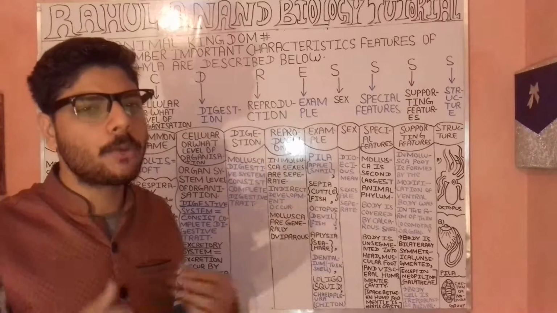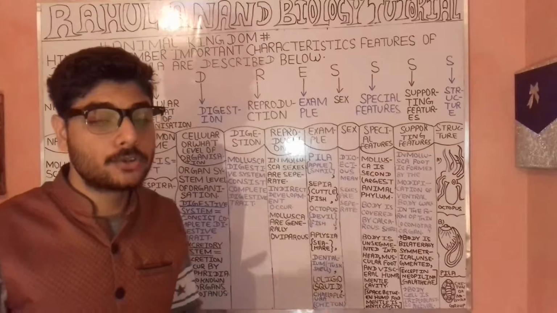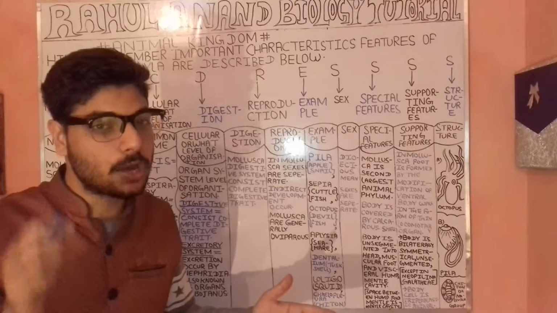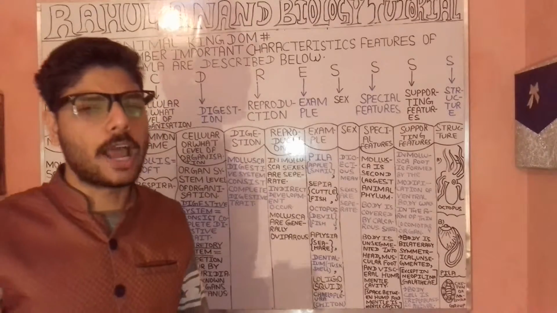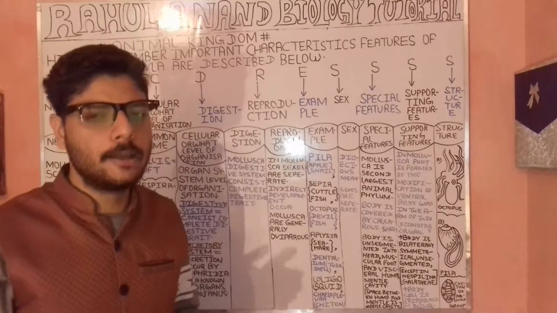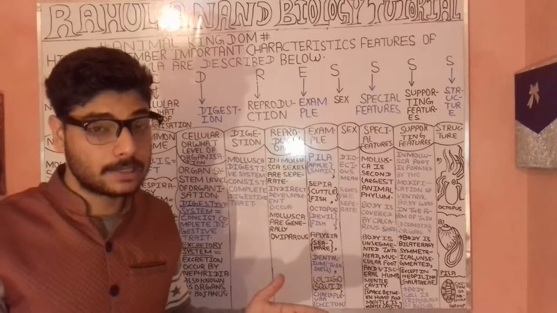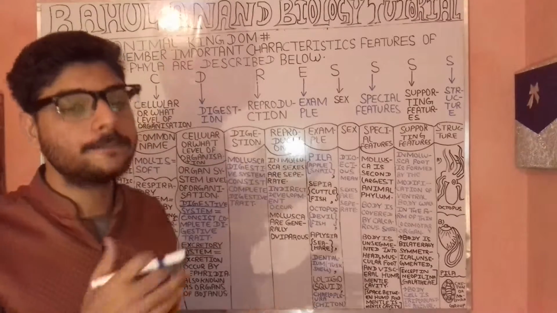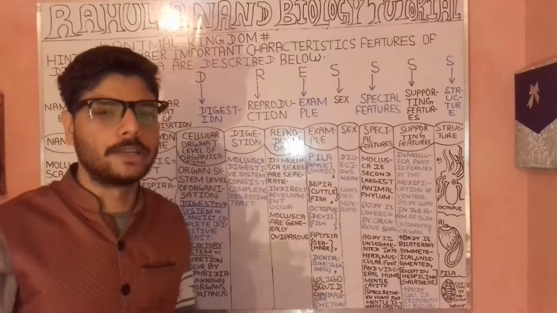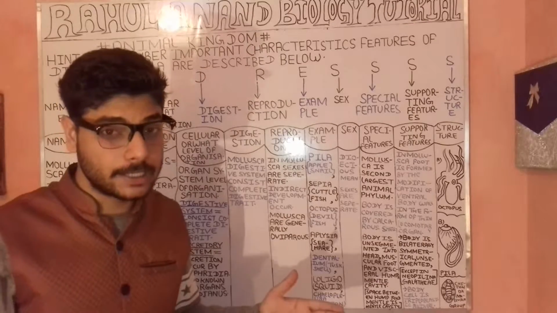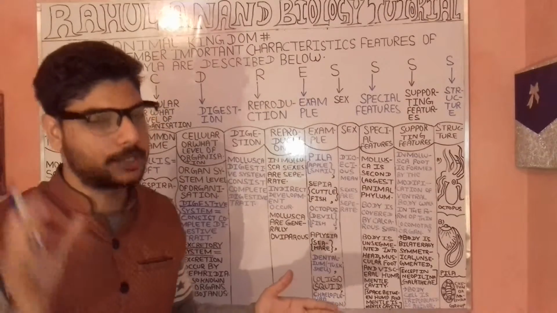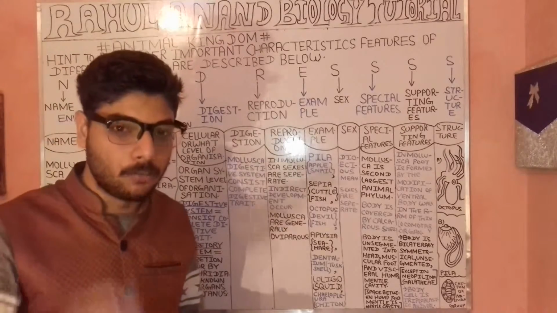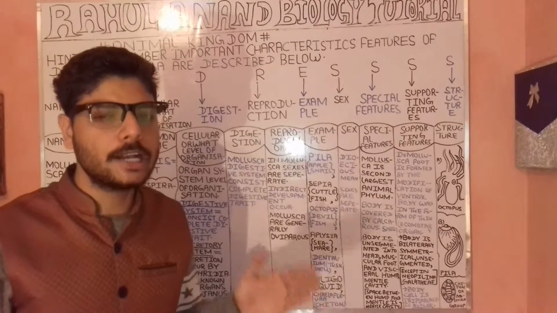When we talk about these cases, you often have a very important trick or formula to remember the different characteristics and features of a phylum, in this case the phylum Mollusca. So we have a formula, and these are the nice traits.